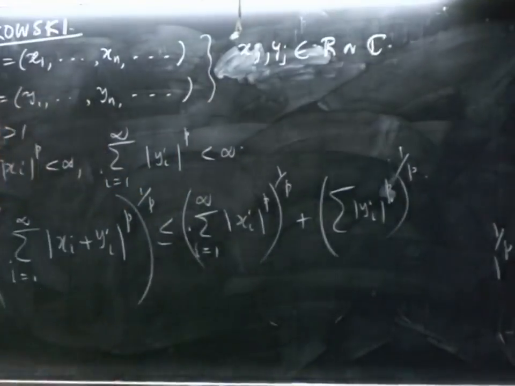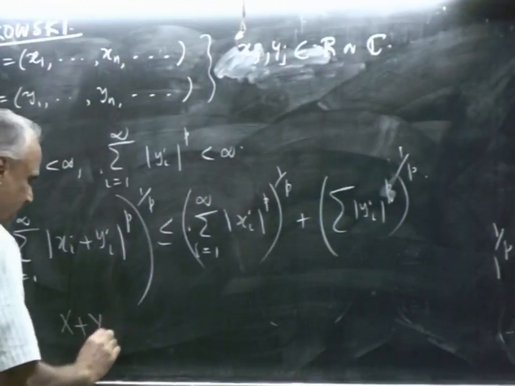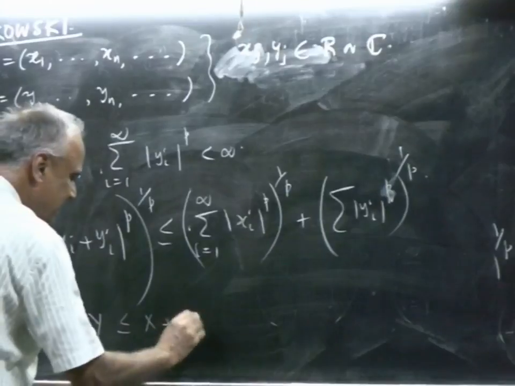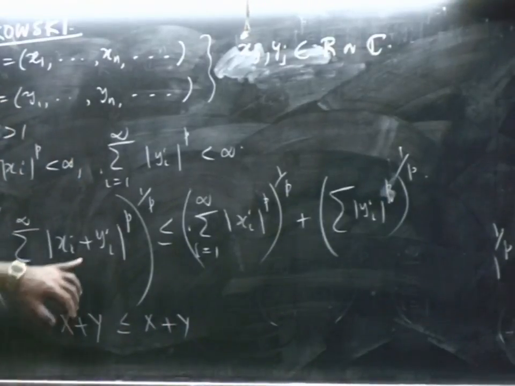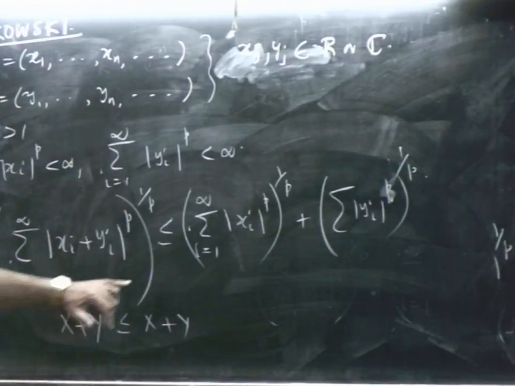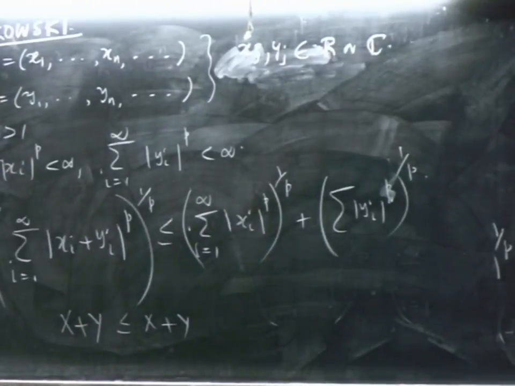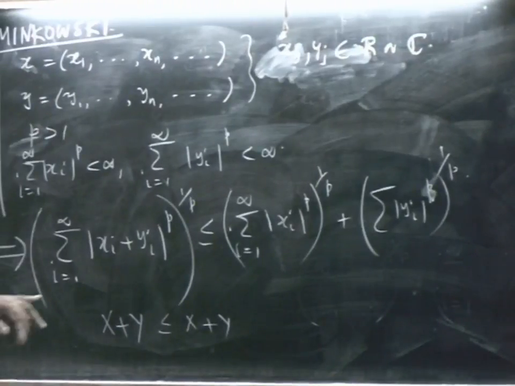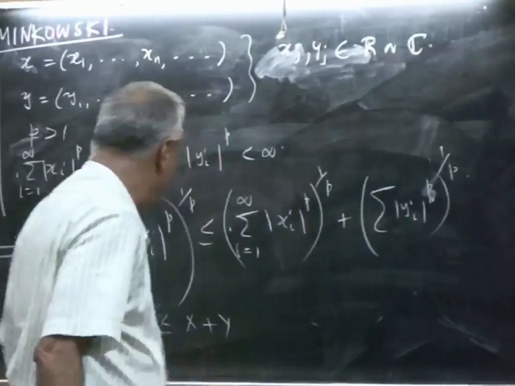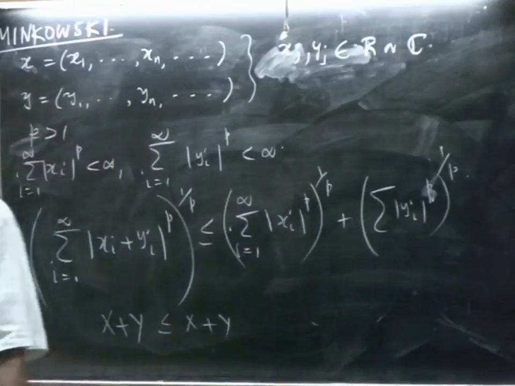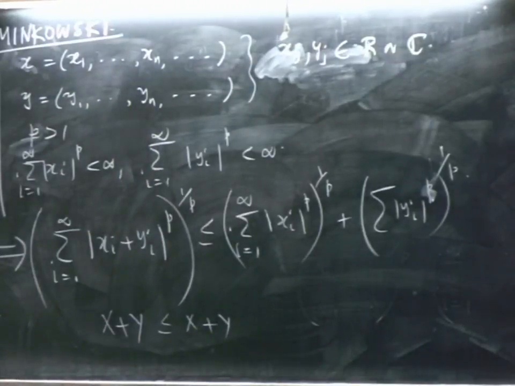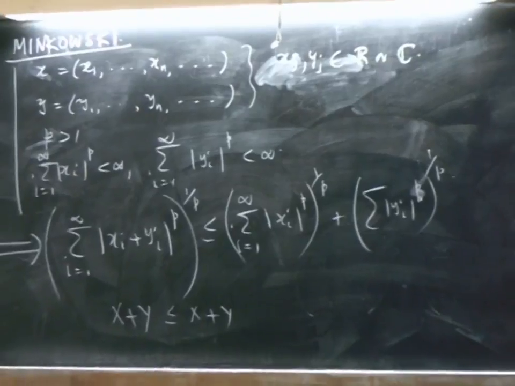Now with that notation we can simply say x plus y. This is for the vector x plus y, this is for the vector x, this is for the vector y. For the vector x, I wrote mod xi to the power of p to the power of 1 over p. For the vector y, I wrote mod yi, and for the vector x plus y, I will have to write xi plus yi. This is roughly the idea.